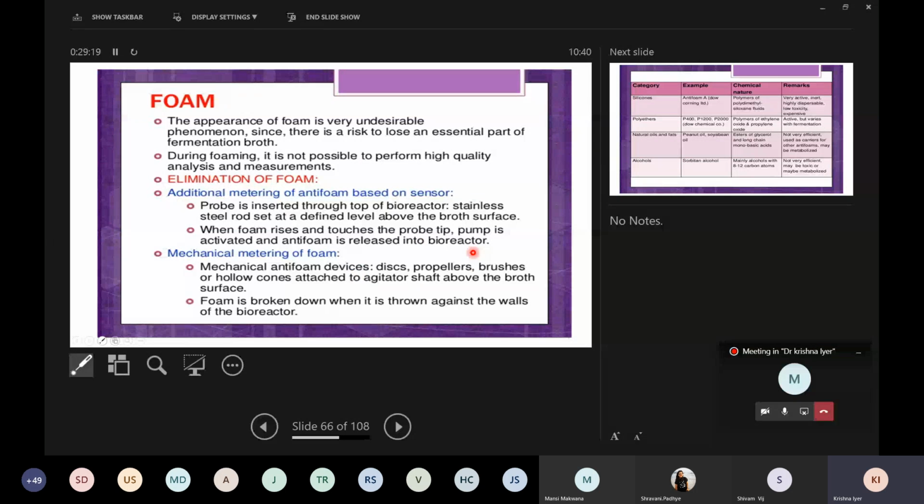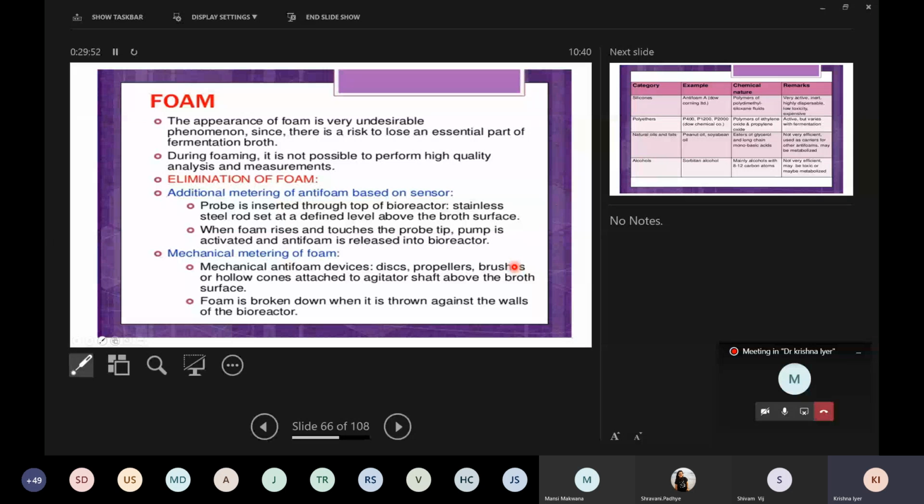So this is like what we do sometimes at home. When you have some foam at the surface of a liquid, we take our fingers and just hit the foam and try to take care of it. So that is one way to physically take care of the foam. And sometimes what people will do is use ultrasonic waves to break down the foam bubbles so that the foam is controlled.